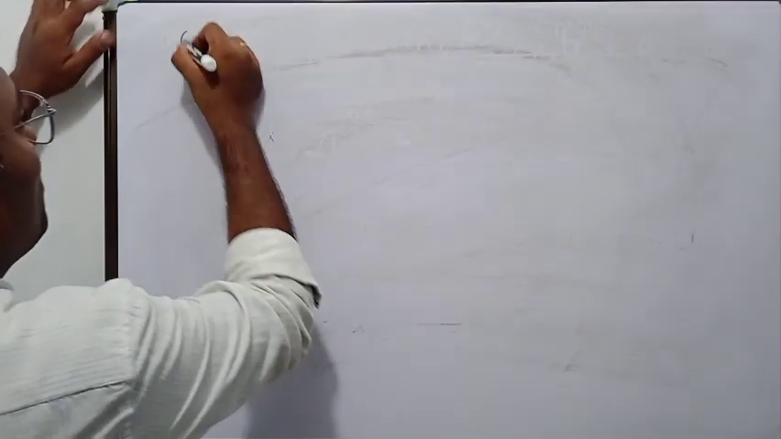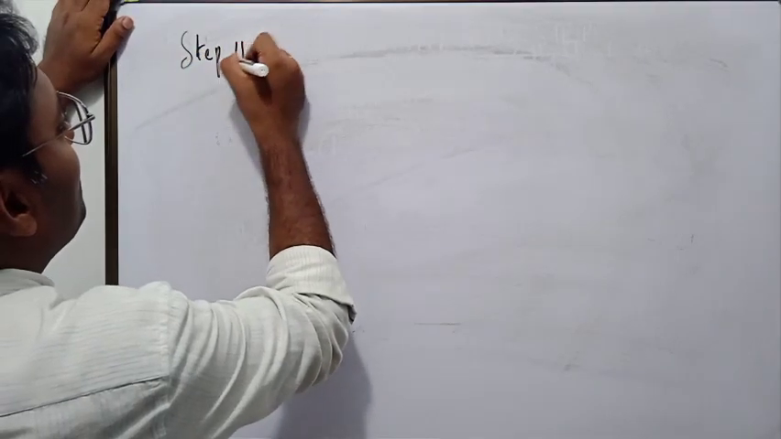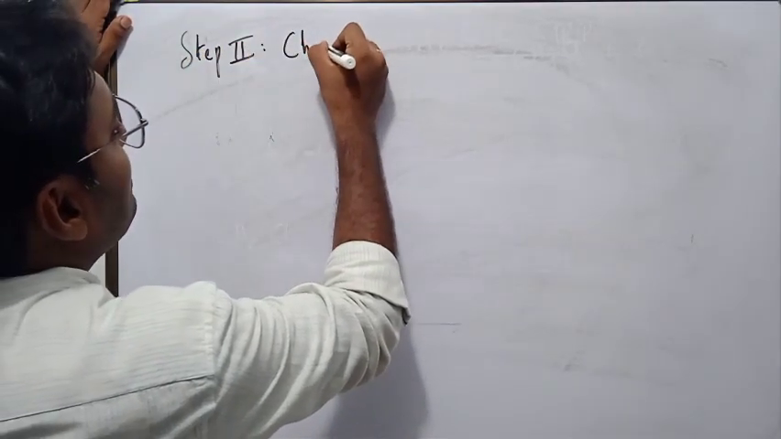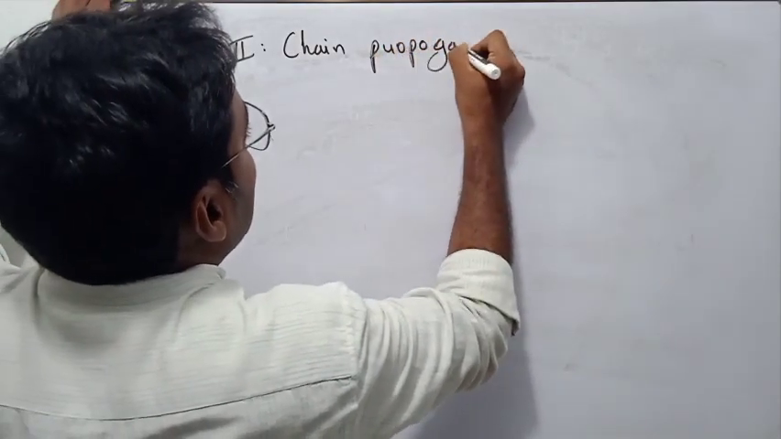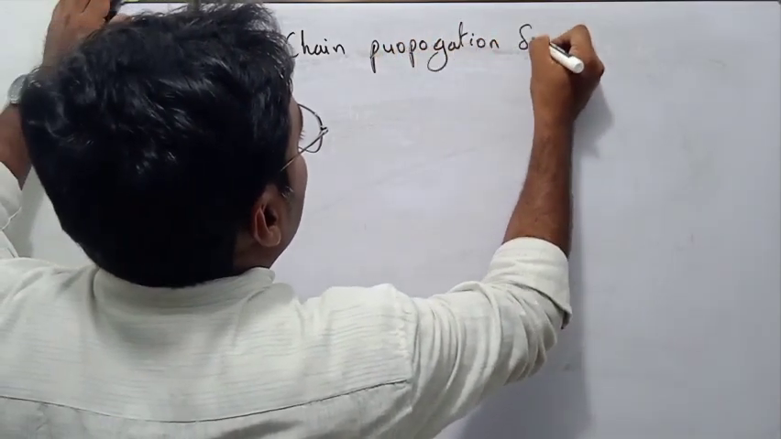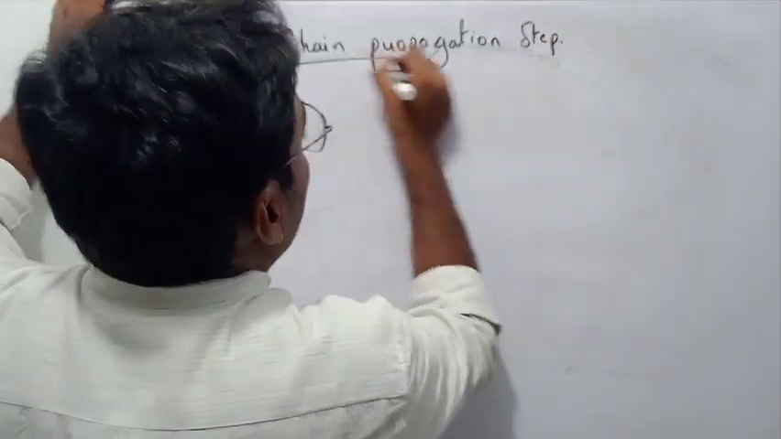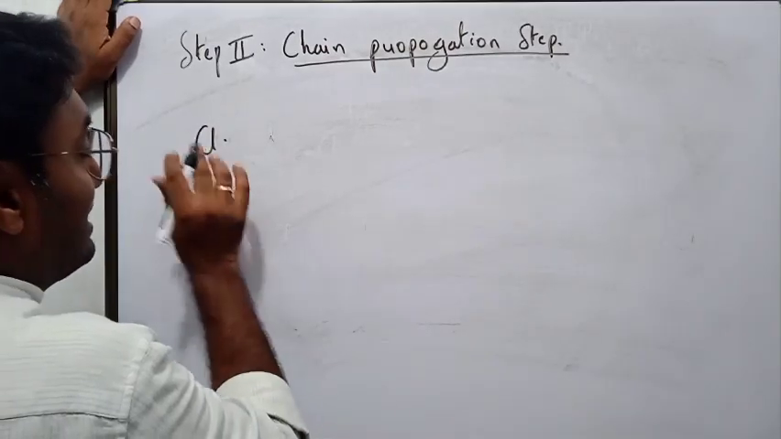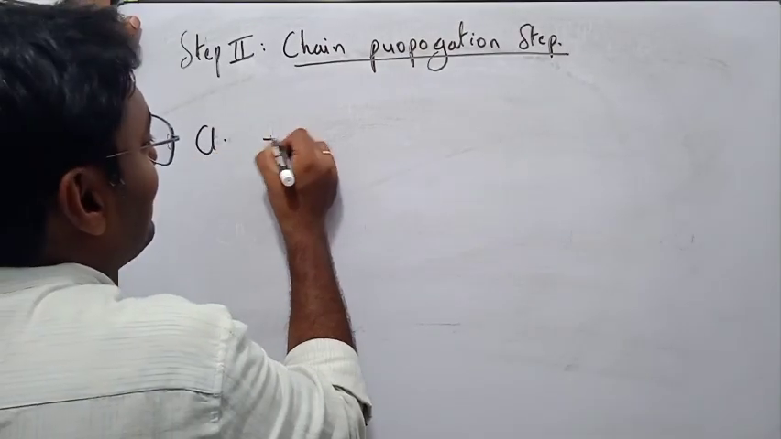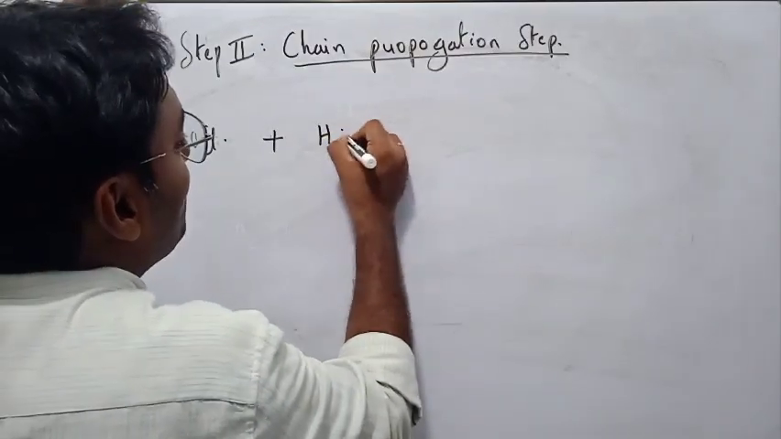Step number 2, chain propagation step. Let's see what happens in this step. So what did we form in the first step? Yes, we formed chlorine free radical, right? It's in the test tube. This chlorine radical now reacts with methane.